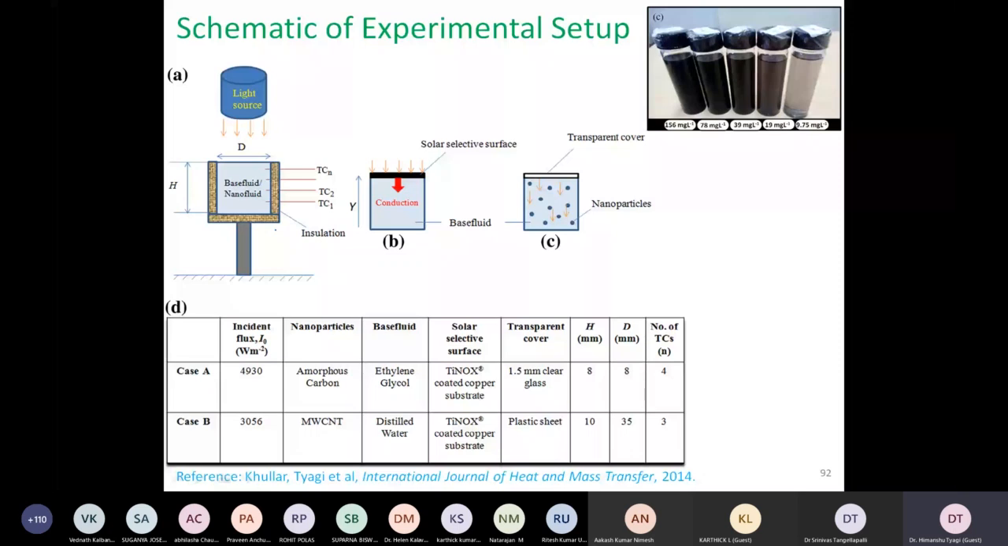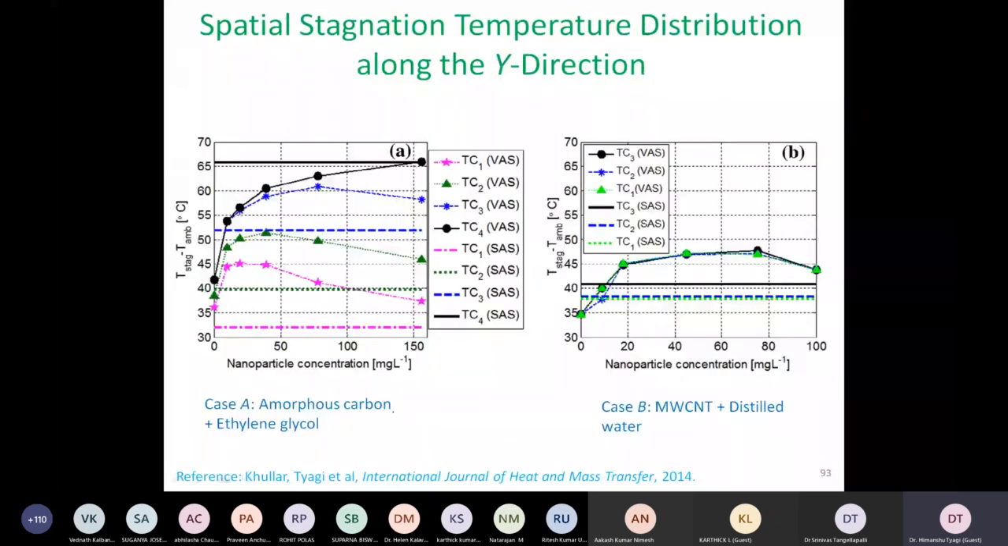The first case was that the black surface was on top and we are heating it from a light source from the top. And then the other condition was that we have replaced this black surface with the transparent cover and put different types of nanoparticles, whose details are given over here. So two sets of experiments we did, one with amorphous carbon, one with multi-walled carbon nanotube. And the results of this experimental study are shown in this slide and the next one.